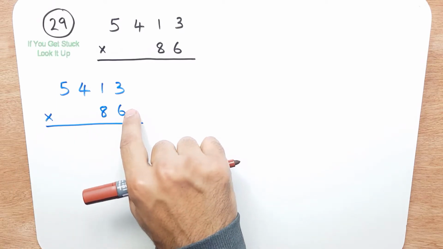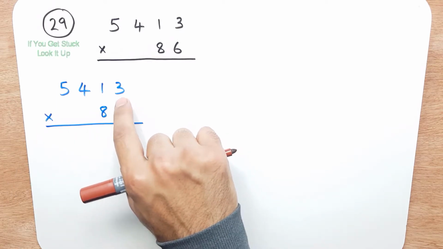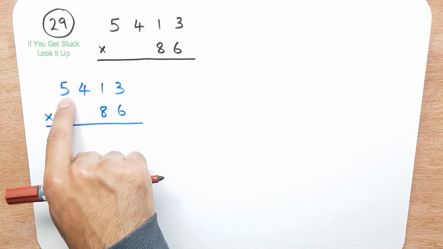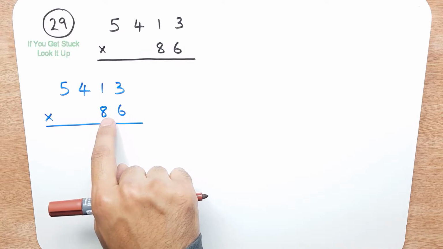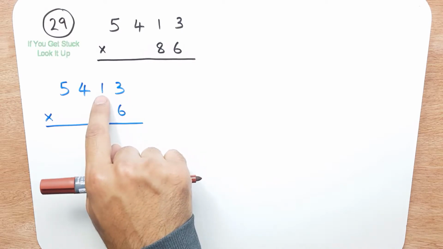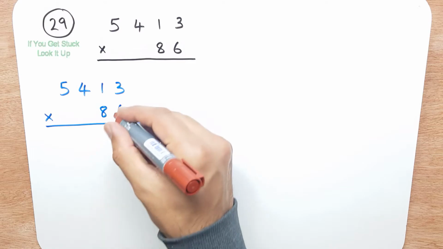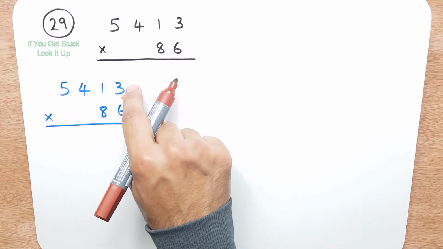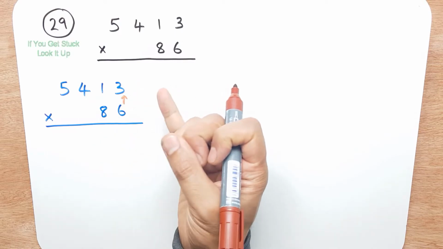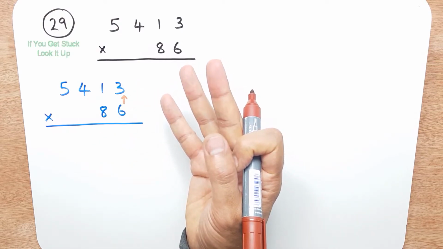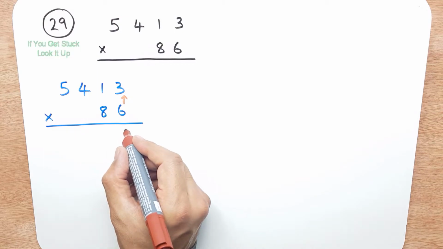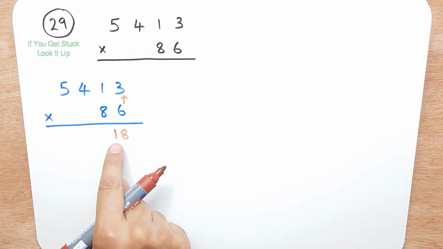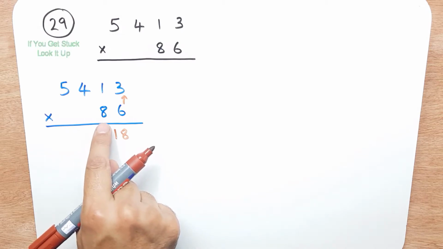Now my first step is to multiply the 6 by every digit at the top. Then my second step would be to multiply the 8 by every digit at the top. So let's start with this. 6 times 3, 6, 12, 18. So I can't put 18 like this in one column, that would be wrong. So what I need to do is carry this one over into the next column.